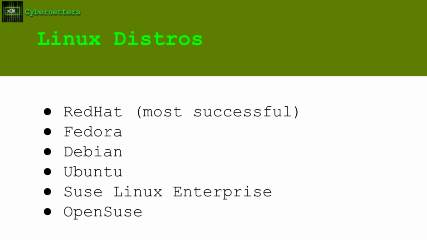SUSE Linux Enterprise and openSUSE are popular for enterprise and community-driven use, with a strong focus on security and performance. Each distro has its strengths, but they all share the same Linux core, which makes Linux an incredibly versatile operating system. So that wraps up our introduction to Unix.